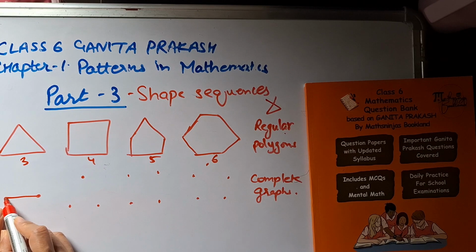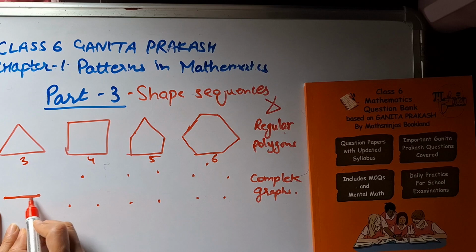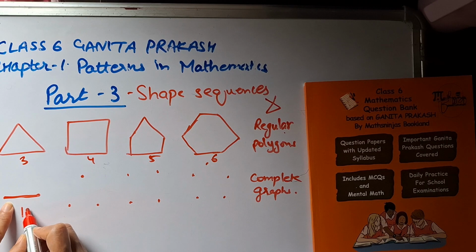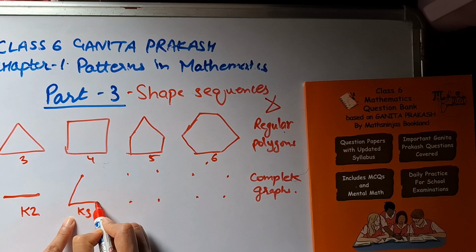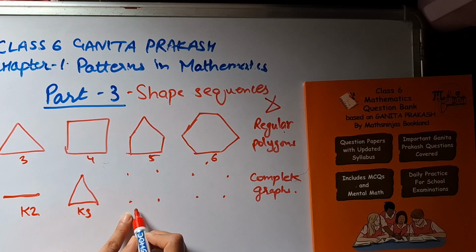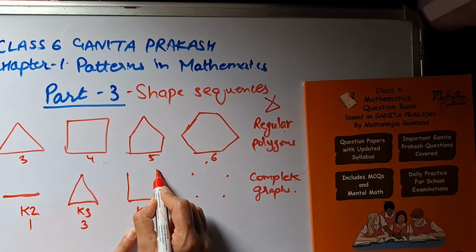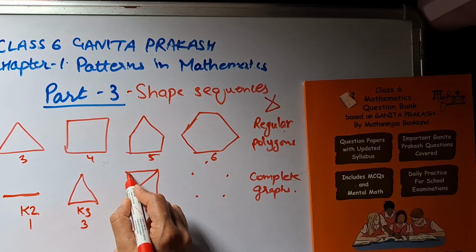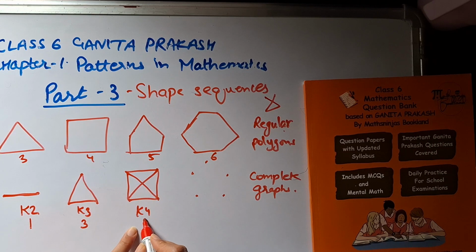When you put 2 points, you make one line segment. When you have 3 points, you have 2 points here, you make one line segment. So because it is made up of 2 points, you call it K2. It is made up of 3 points, you call it K3, and 3 line segments are formed here. And it is K4, and here you have to join all the points. And how many line segments are formed? 4 plus 2, 6.